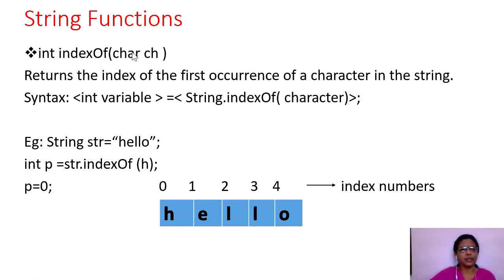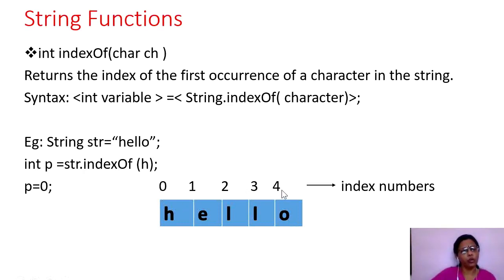And char ch. So what is it going to do? For example, I'll just give you a recap. If this is my string called hello, HELLO, it is stored in the memory in this format, and every letter in the string is given a number, and the number begins with 0. So 0, 1, 2, 3, 4. So 0 indicates H, 1 indicates E, 2 indicates L, 3 indicates L, and 4 indicates O. Clear? And these are called the index numbers.